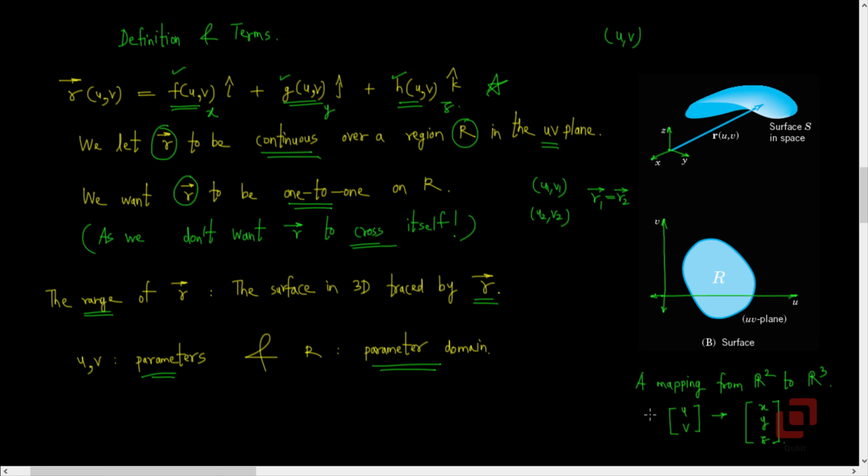In the language of linear algebra, a parametric surface is a mapping from the set of ordered pairs R2 to the set of ordered triples R3. So the column vector u comma v belongs to the domain, in our case the parameter domain, and the output x, y, z, which is the point in three-dimensional space, belongs to the range of r bar.